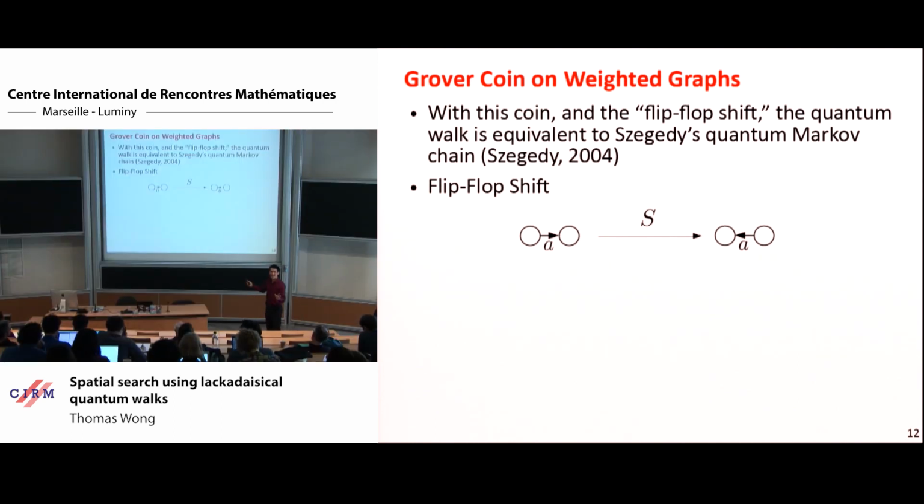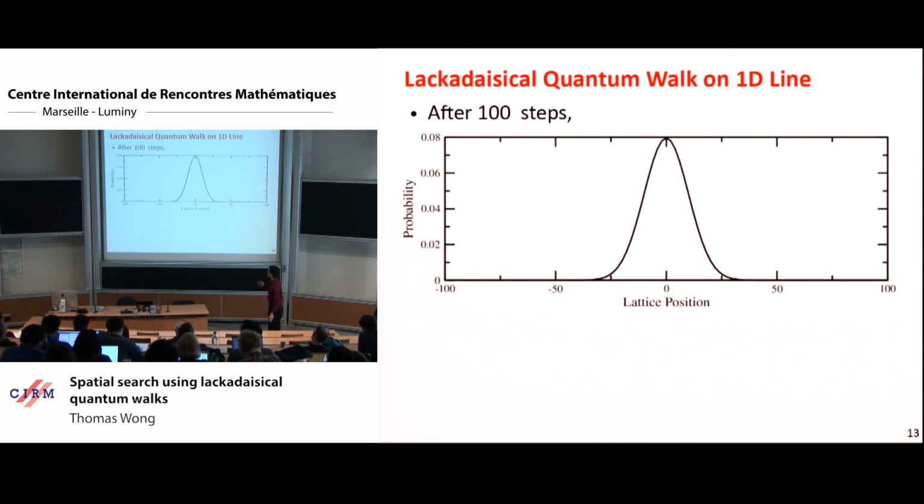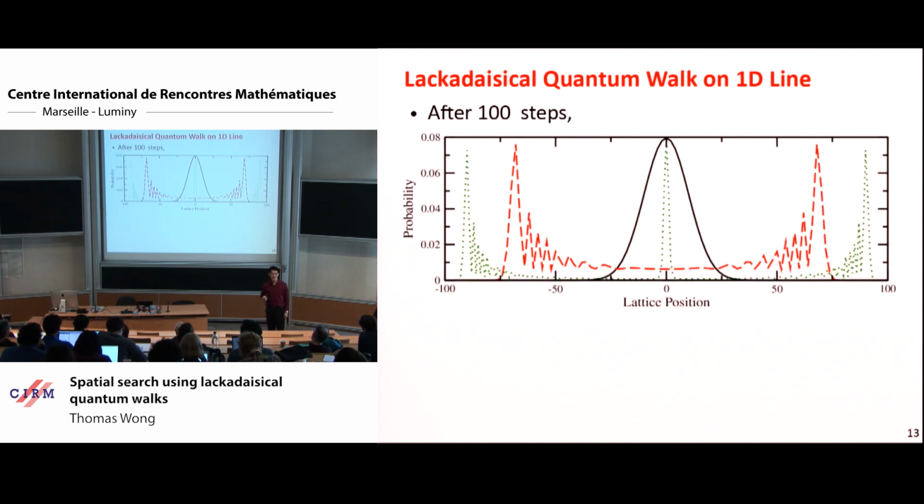All right, so with all that, let's see how it acts on the 1D line. So here's the classical result. Here's the normal coin quantum walk. And the lackadaisical quantum walk is this. And so what you see is that, okay, yeah, there is some probability of staying very close to where you started, but there's also a significant probability of being far from where you started. That's actually even further than a normal quantum walk.